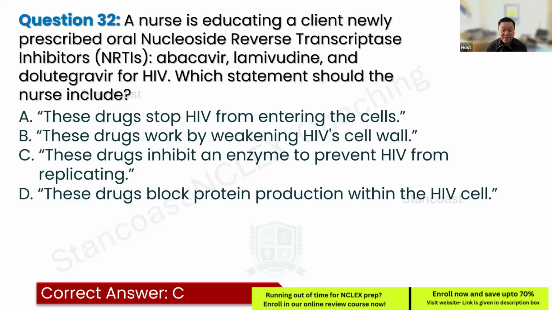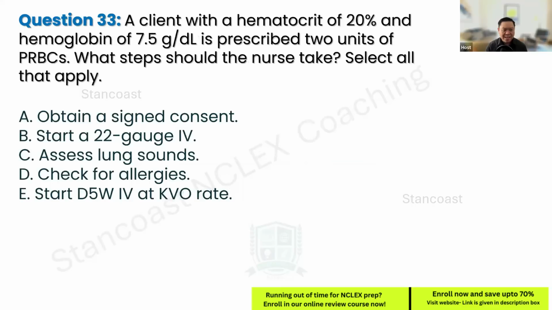Letter D is also incorrect because blocking protein synthesis is an action of some antibiotics, but not the nucleoside reverse transcriptase inhibitors. Let's have number 33. A client with a hematocrit of 20% and a hemoglobin of 7.5 per deciliter is prescribed 2 units of packed red blood cells. What steps should the nurse take?